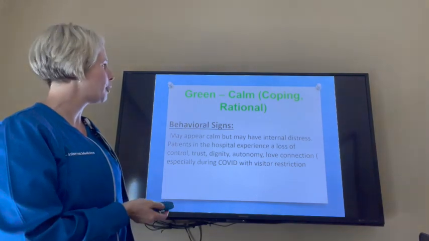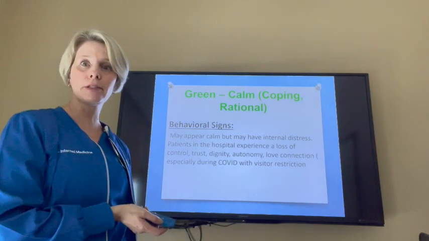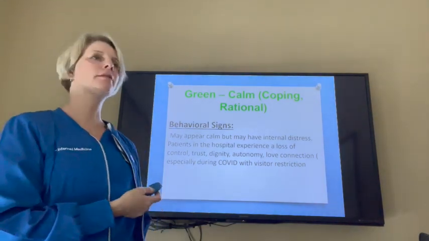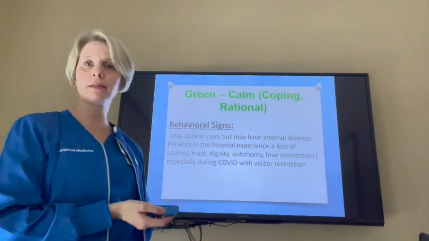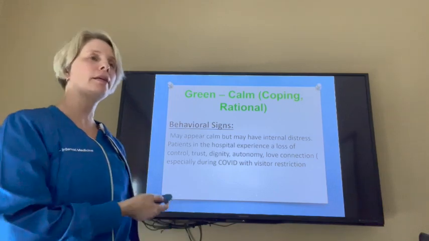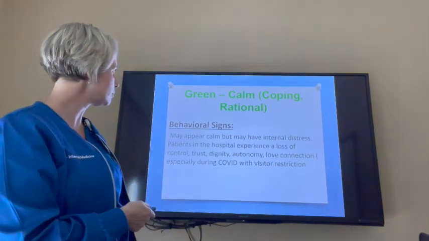So our calm, coping, rational patient. This patient may appear calm, but they may have some internal distress. Patients who typically come into the hospital experience a loss of control, trust, dignity, autonomy, and loved ones' connection. We saw a lot of that during COVID with our visitor restrictions.